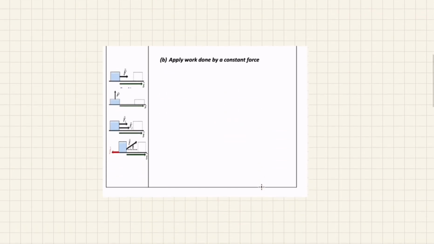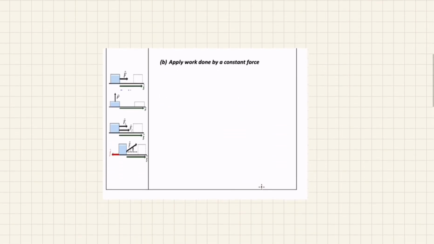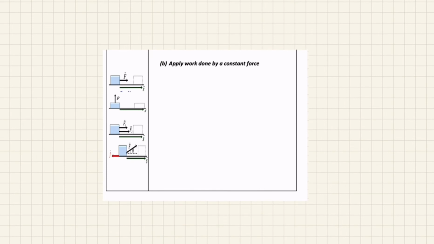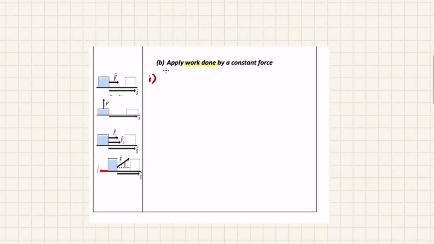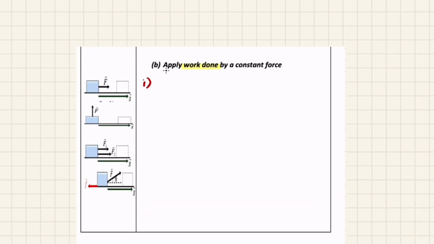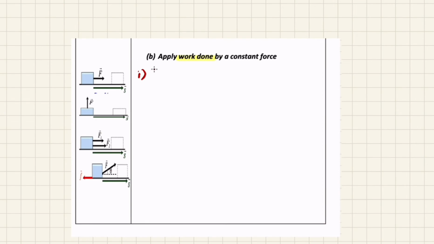Your next learning outcome is for you to be able to apply work done by a constant force. For this part kita akan tengok contoh-contoh work done situation. For the first one, kita zoom in sikit. Kita nak cari work, so kita tulis dulu formula work, W equals Fs cos theta, and then kita check dulu theta kita equals berapa.